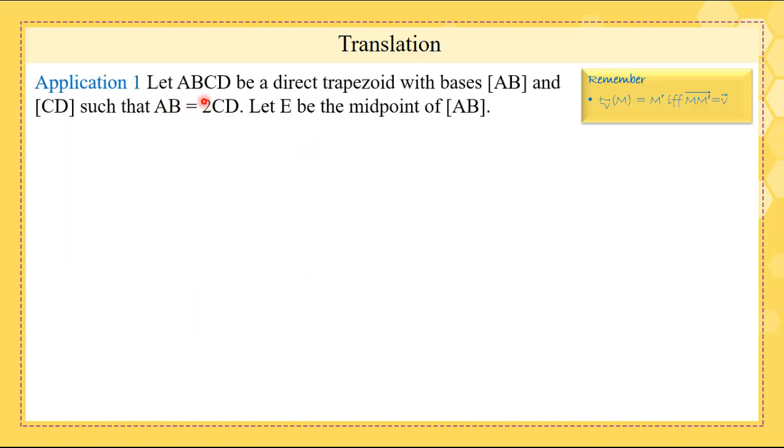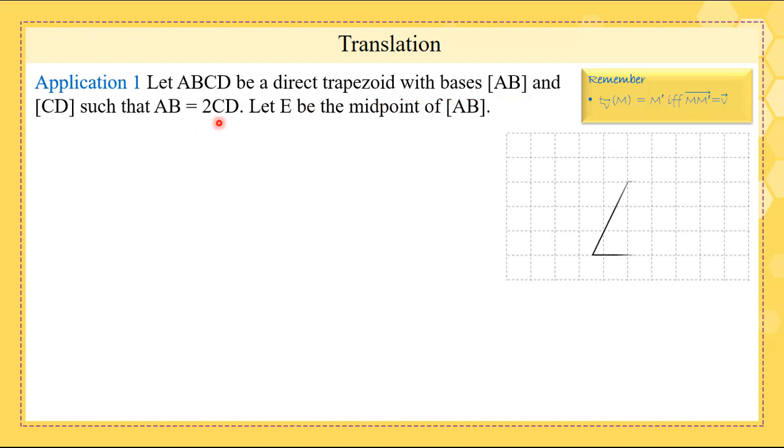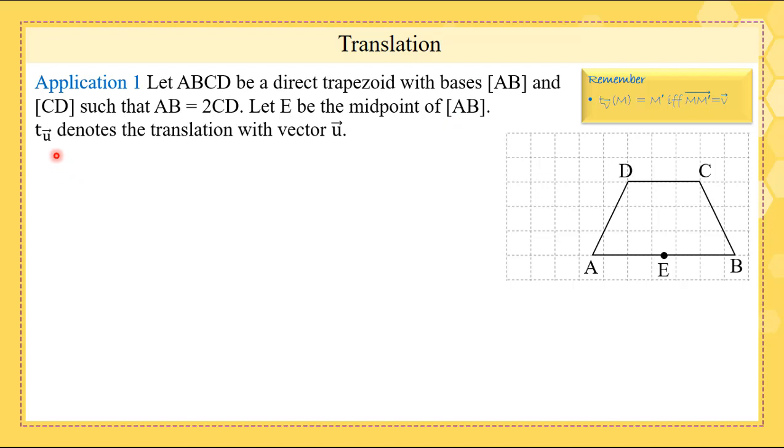Now, application 1. Let ABCD be a direct trapezoid with bases AB and CD such that AB is equal to CD. Let E be the midpoint of the segment AB. T_U vector denotes the translation with vector U. Part 1. Verify that the translation of the point E by vector AE is equal to B.